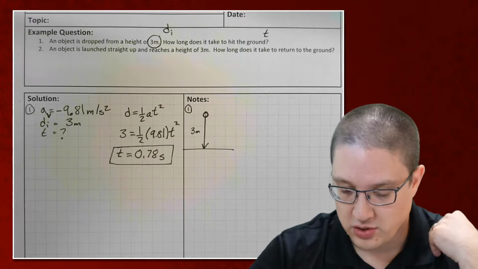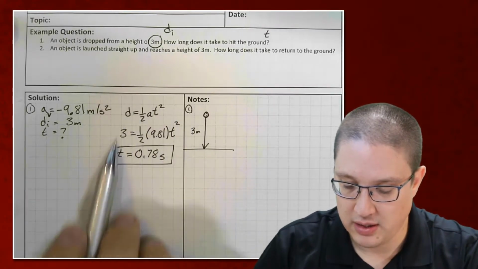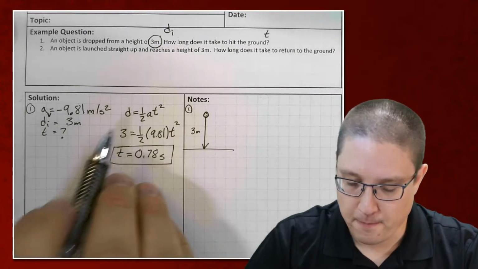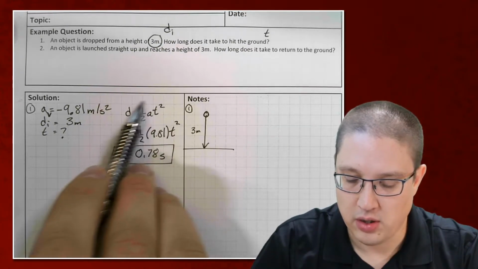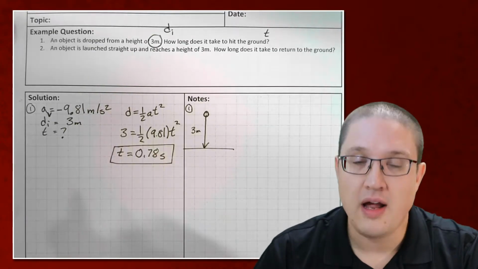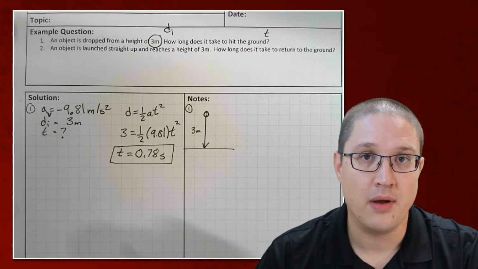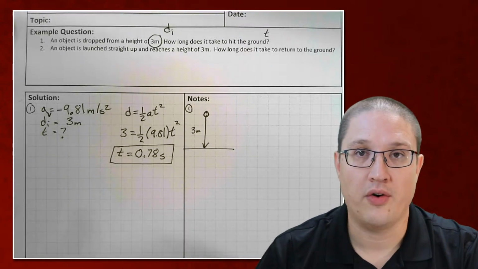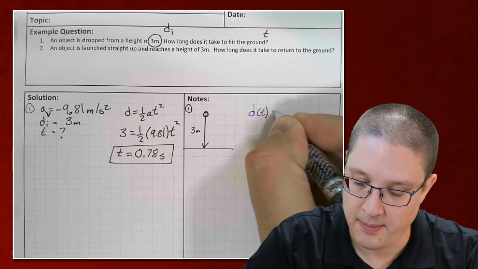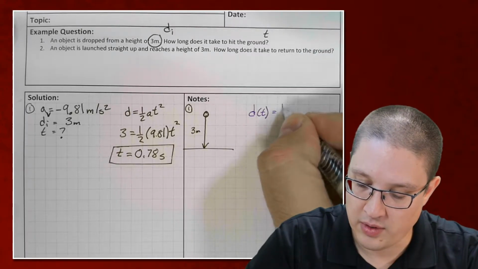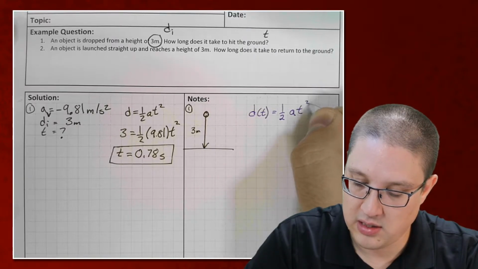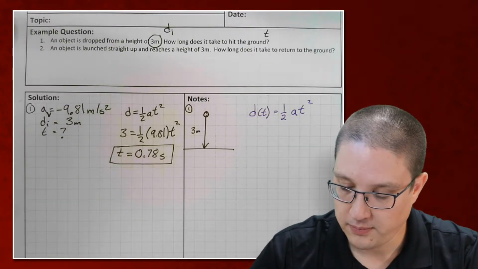Now, what I can do is I can actually look at this and go, is there another way that I could describe that? This here looks like something you've seen in math class before. And in fact, if I consider this a function of time, then this becomes a quadratic. So what I could do is let's say that I have distance as a function of time. And then I would have this as 1/2 acceleration times time squared.